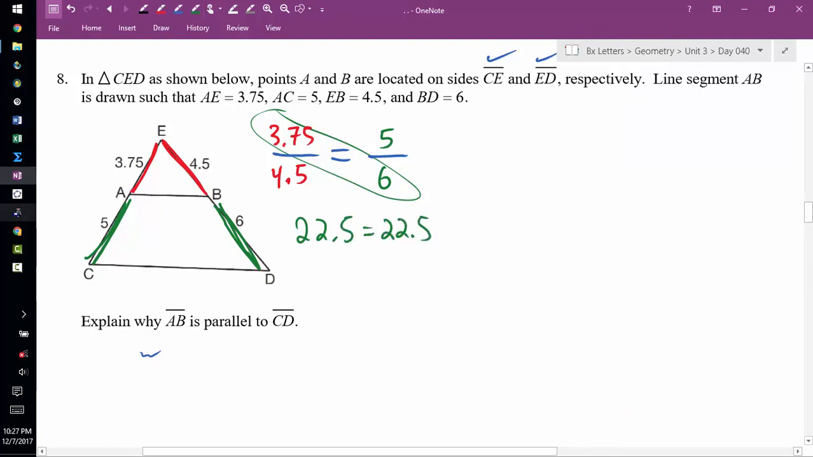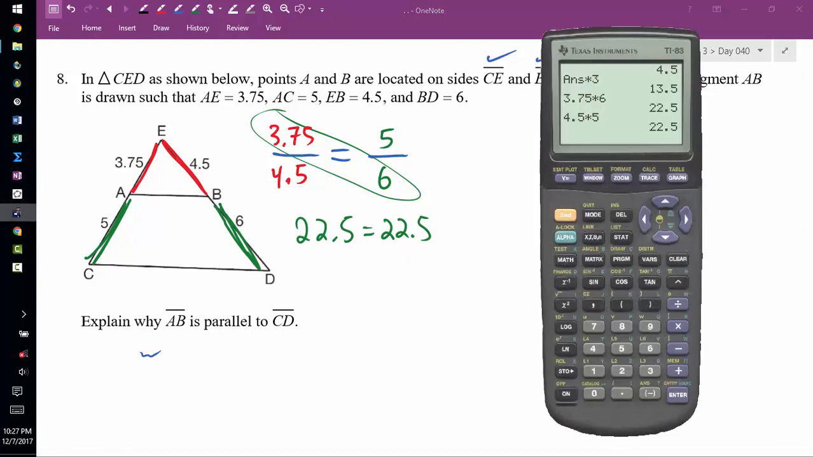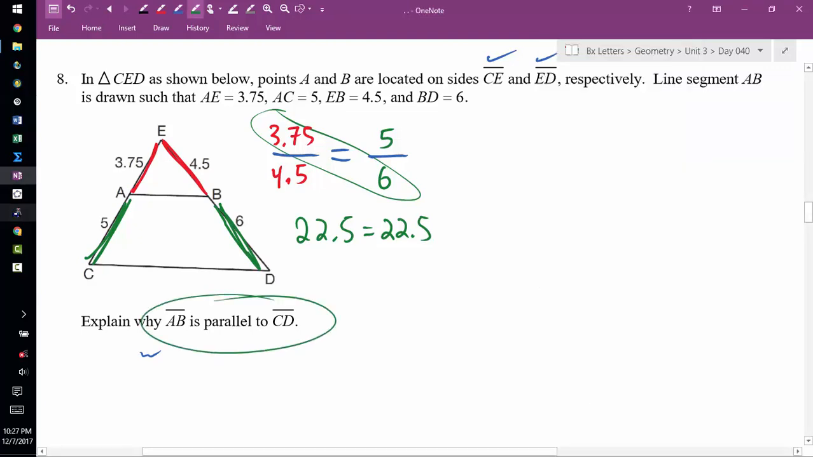And not only can you show it like that, you can also just say that red fraction, 3.75 over 4.5, that ratio is going to be equal to that green ratio, 5 over 6. They're equal ratios. You can say it that way. But no matter what, the way you're going to explain this is you're going to say, AB is parallel to CD because the sides are proportional. That should be sufficient.